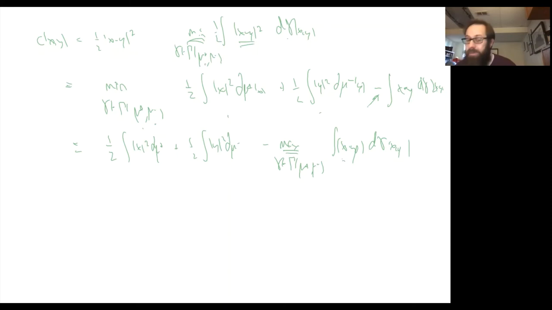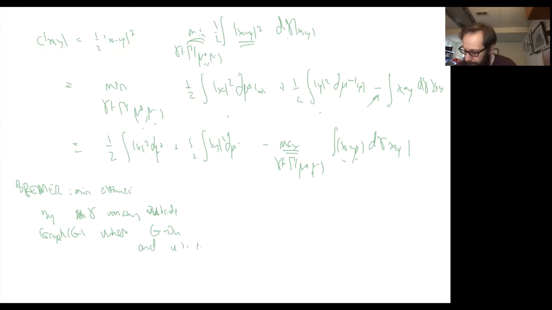And so Brenier's theorem said the minimum is attained by gamma vanishing outside the graph G, where G equals du and u is convex. And we just saw why that should come out of this maximization as well.